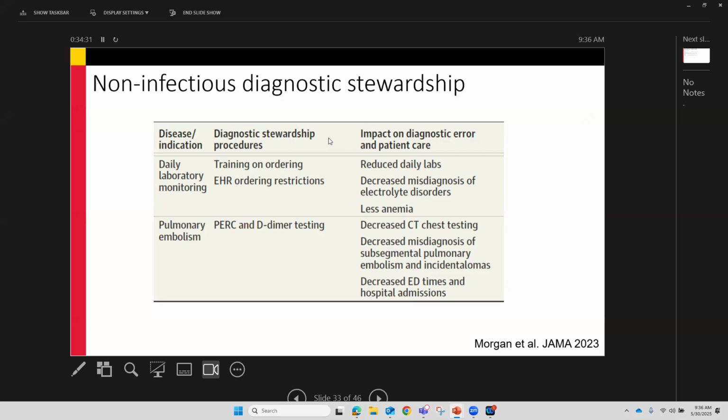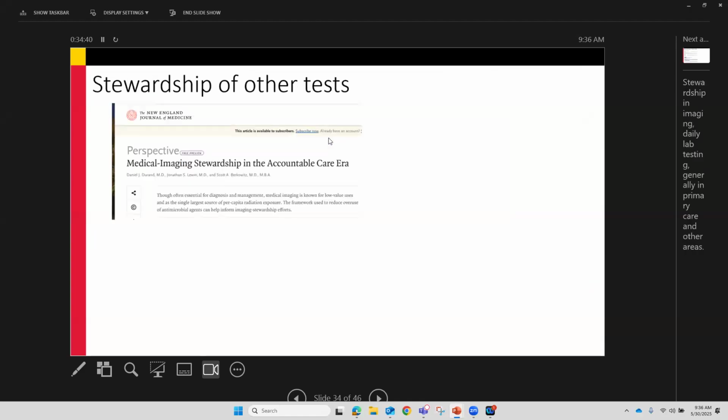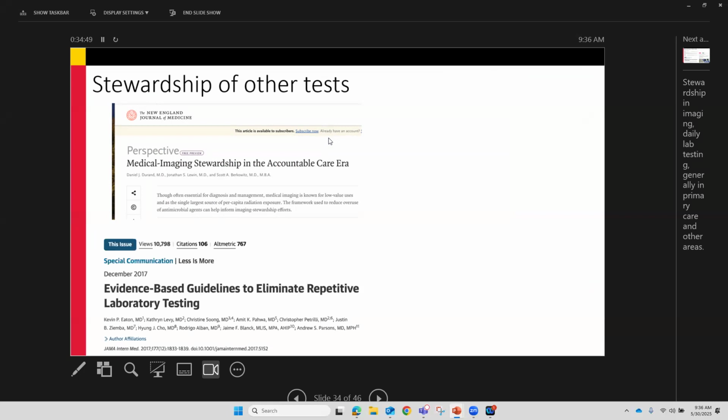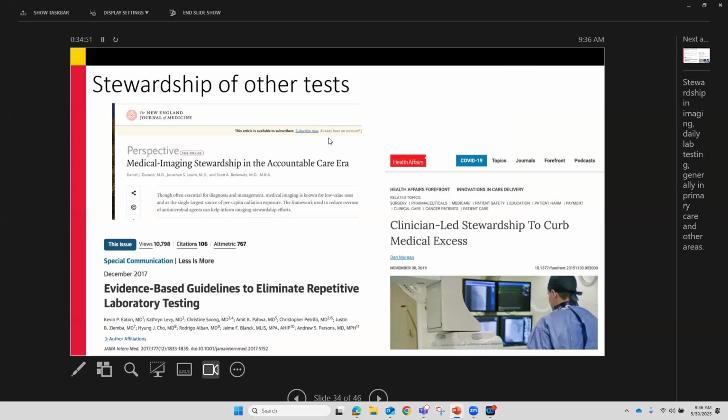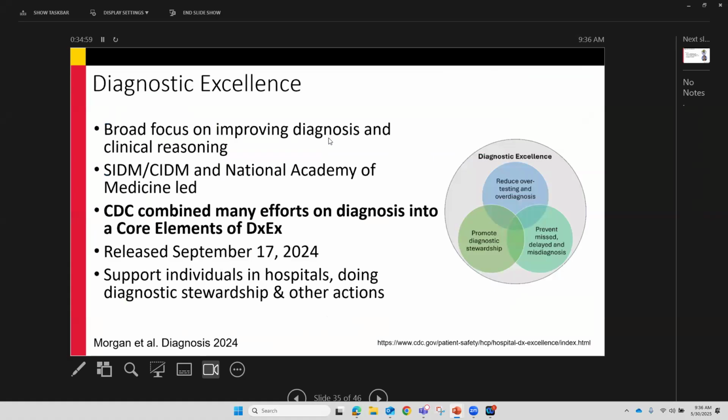And so people have worked on these rules to determine who is low risk, and then do D-dimer testing and not do a CT scan in some of those people. Stewardship of other tests has been talked about, like radiology. There's a lot of interest in trying to decrease some of the unnecessary testing there, and laboratory testing, and even things like echocardiograms that are often overdone, and other tests that don't have a clear benefit to patients.